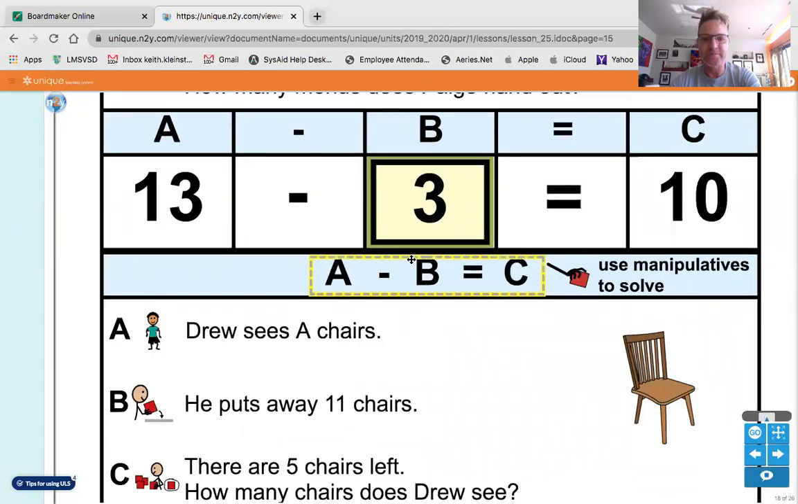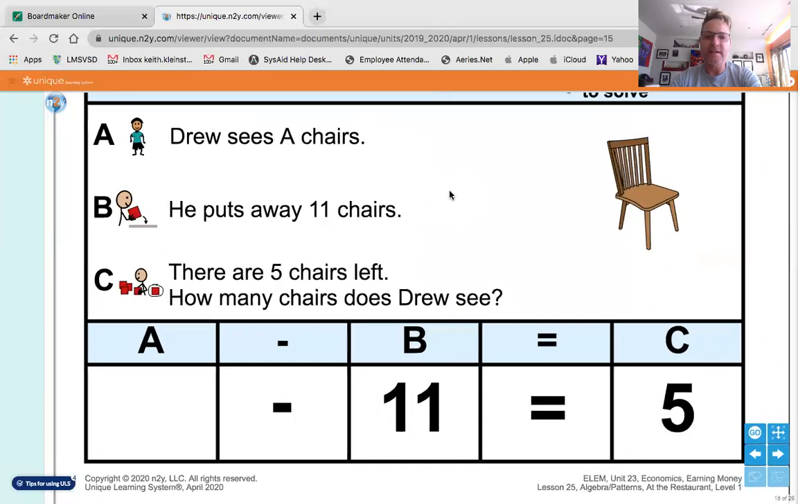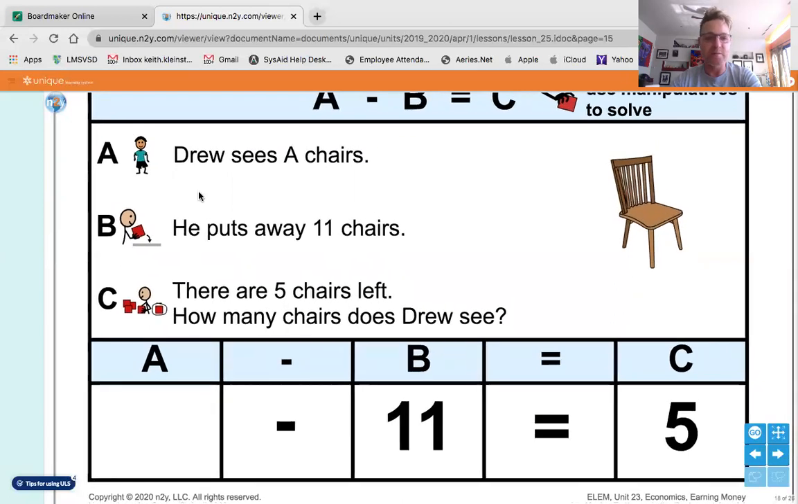Okay. A minus B equals C. Oh, it says chairs again. See, at school we would have enough chairs, but at home you don't. So I would use some. You can use beans. You can use marbles. You can use whatever you have. You have a lot of cups.